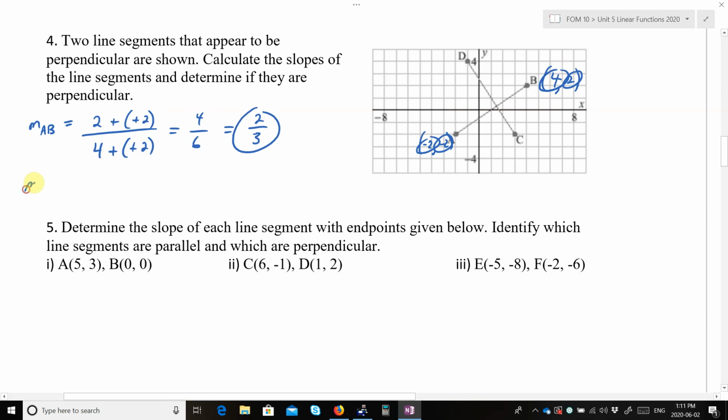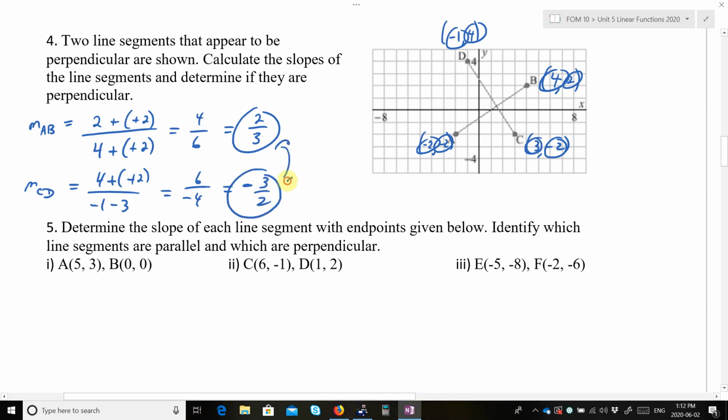Okay, now we need to do the slope of CD. The point C here is 1, 2, 3 to the right and 2 down. And D is negative 1, comma 4. So we can go y2 minus y1, 4 minus negative 2, divided by x2 minus x1, negative 1 minus 3. Add the opposite, 6 over negative 4, which is, in lowest terms, negative 3 over 2.